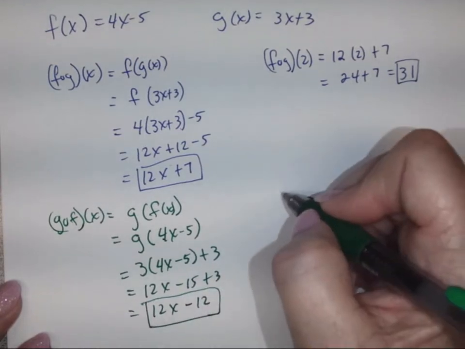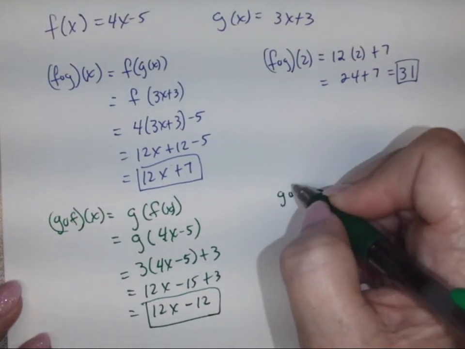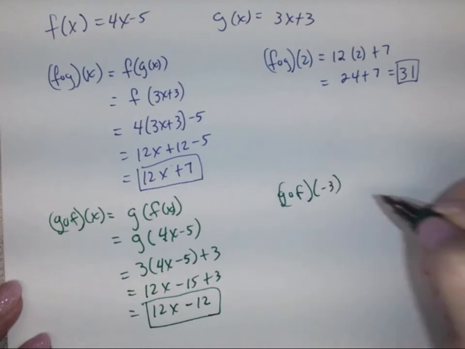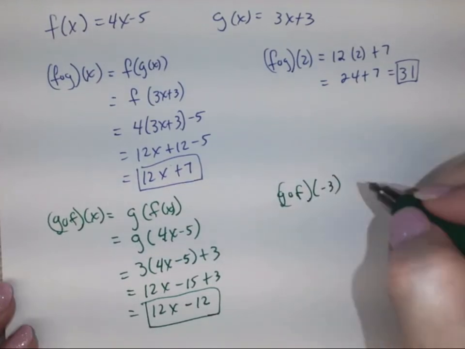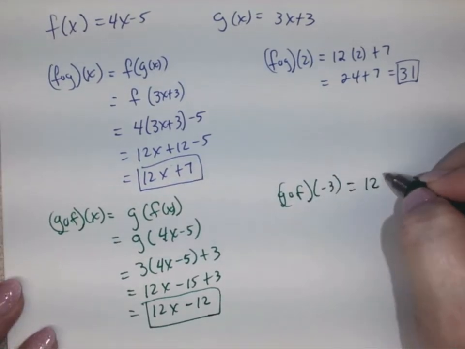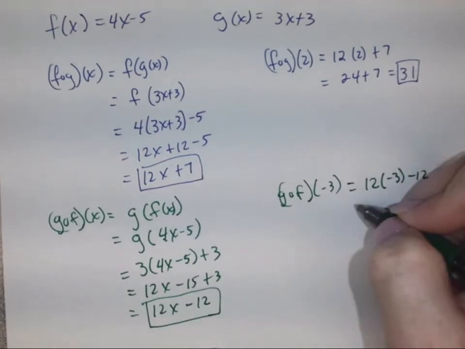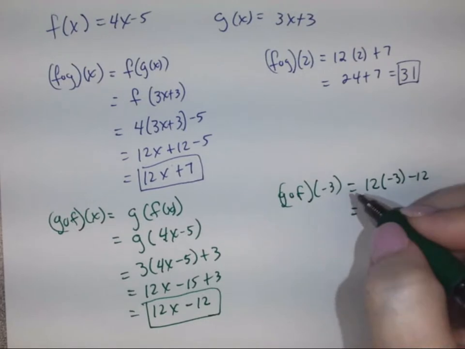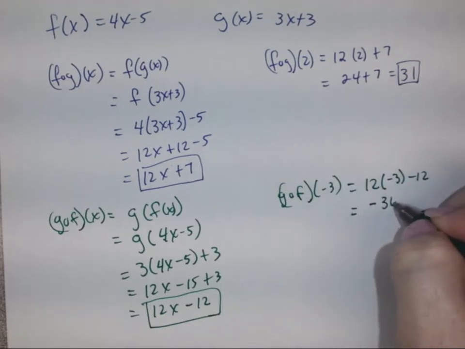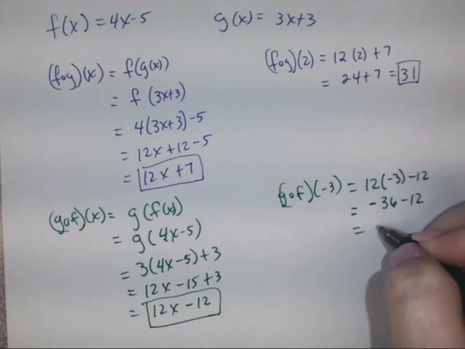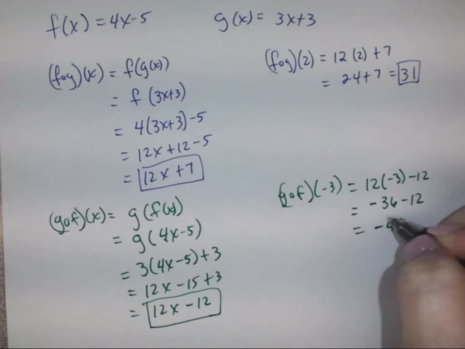And then if we want to find g of f at negative 3, we'll have 12 times negative 3 minus 12. Well, 12 times negative 3 is negative 36 minus 12 will leave us with negative 48.